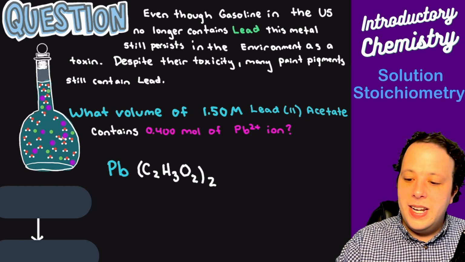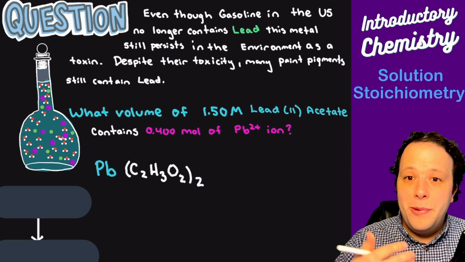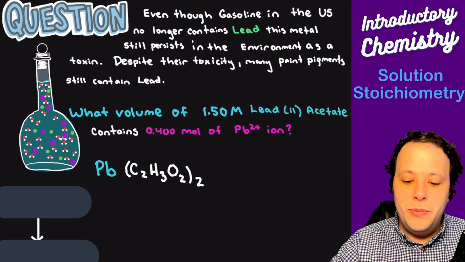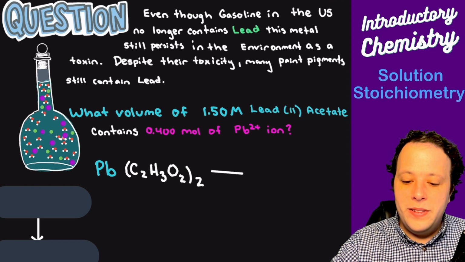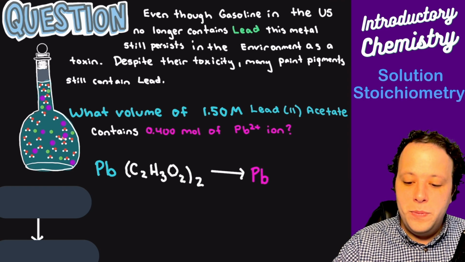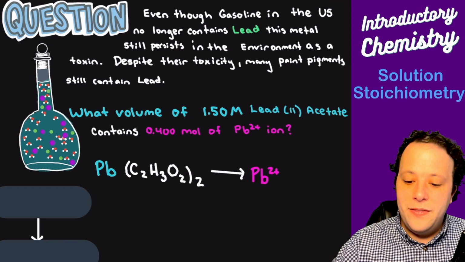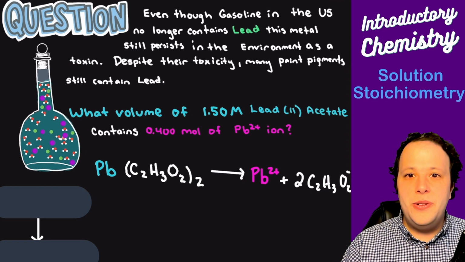All right, so now we have this. What we have to do is talk about what's going to happen when this dissociates when you put it into water. How is it going to fall apart? Well, this is where it breaks down into its ions, which are Pb2+, and then we have the 2 acetate anions. So we'd write C2H3O2 minus, and there's 2 of them.